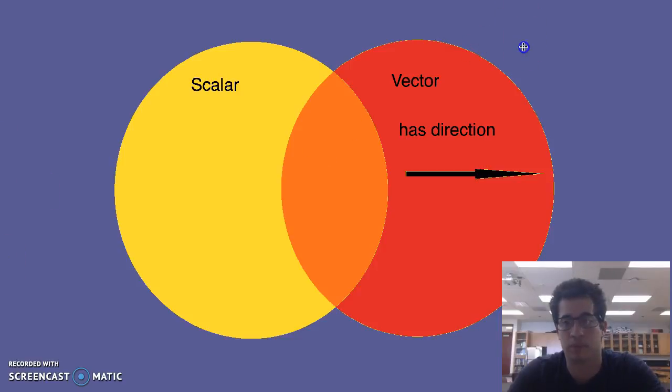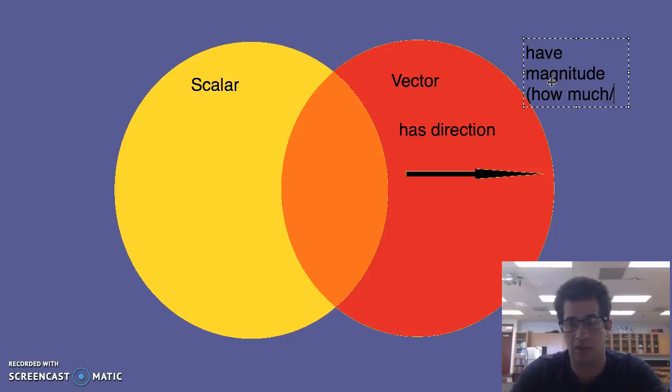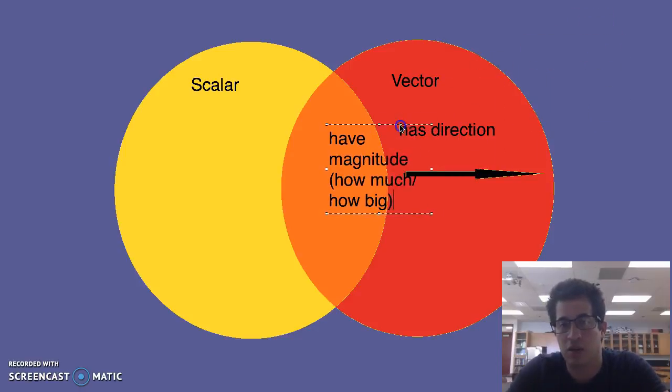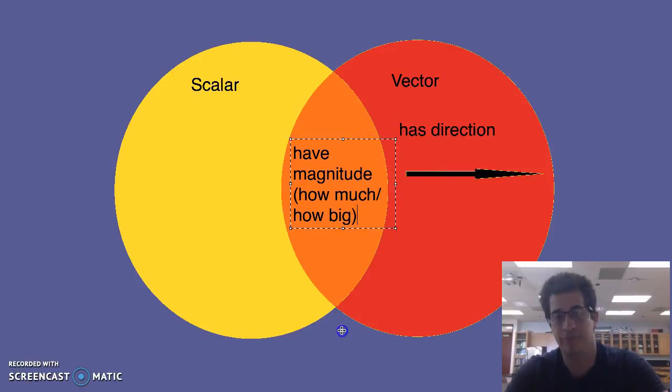So vectors also have magnitude. Magnitude is a fancy word for saying how much or how big. So they have size. And it's going to turn out that scalars also have magnitude. And here's our vector scalar Venn diagram.